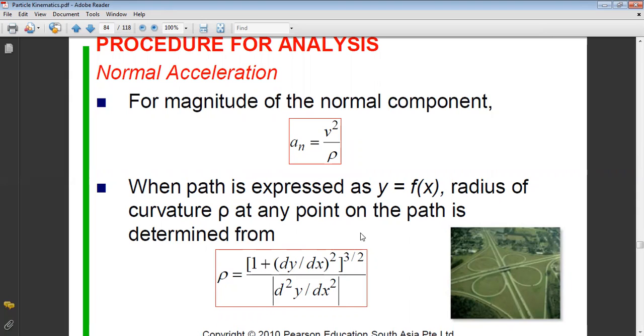Okay? This formula will seem a little bit complex, but if you apply it, it's not hard. So what you do is you have y a function of x. You do the first derivative of y, and you calculate the second derivative of y. And the radius of curvature at any point on this curve is 1 plus the first derivative squared, and the whole term to the power 3 over 2, over the absolute value of the second derivative. Now we will do examples to see how to apply this formula. Okay.